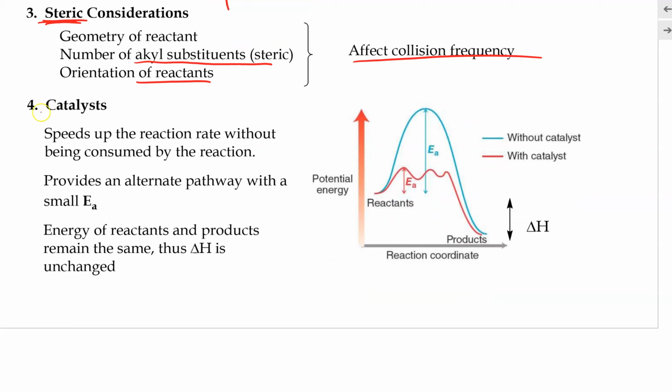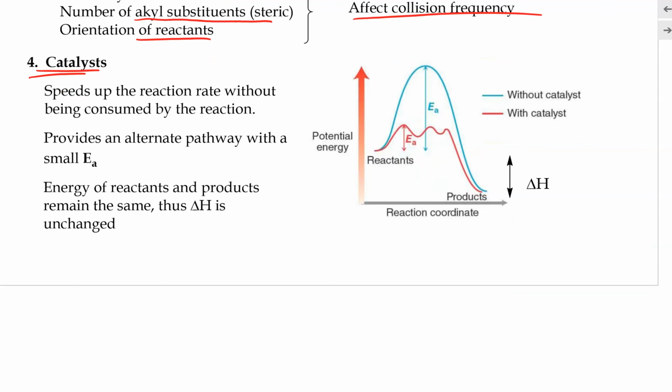And lastly, catalyst. Adding a catalyst can affect the rate of the reaction as well. And so a catalyst can speed up the rate of the reaction without being consumed by the reaction. And that's important for us to notice: a catalyst is not consumed in the course of the reaction. How the catalyst works is by providing an alternate pathway that has a smaller activation energy. And this is why it can have an effect on the rate of the reaction.